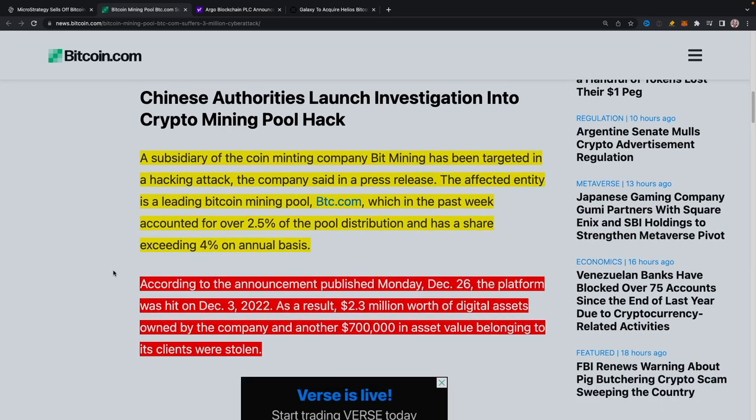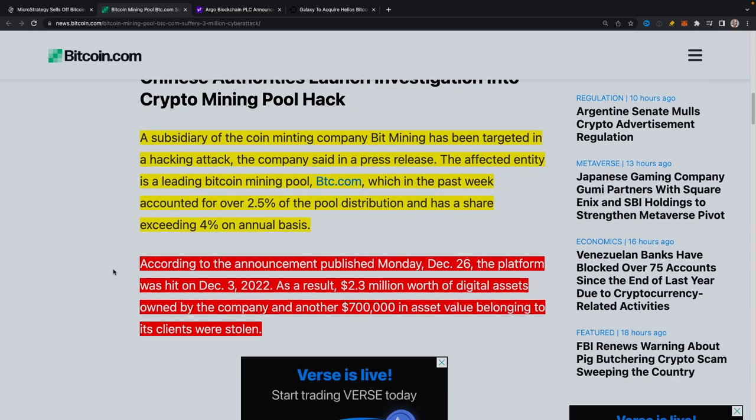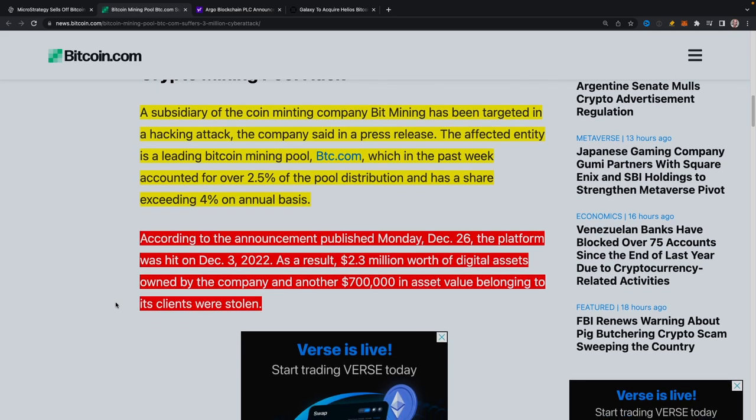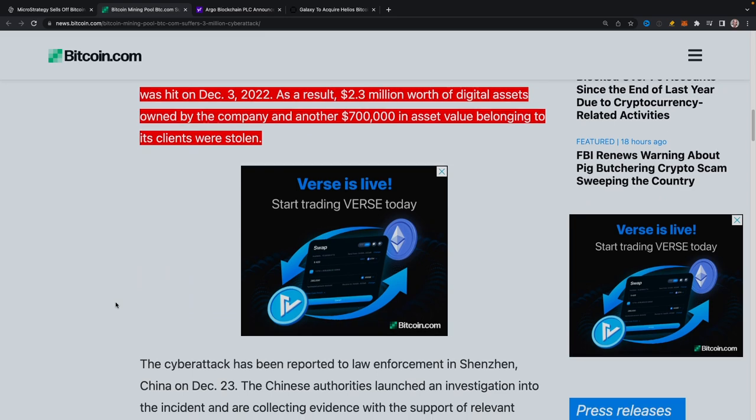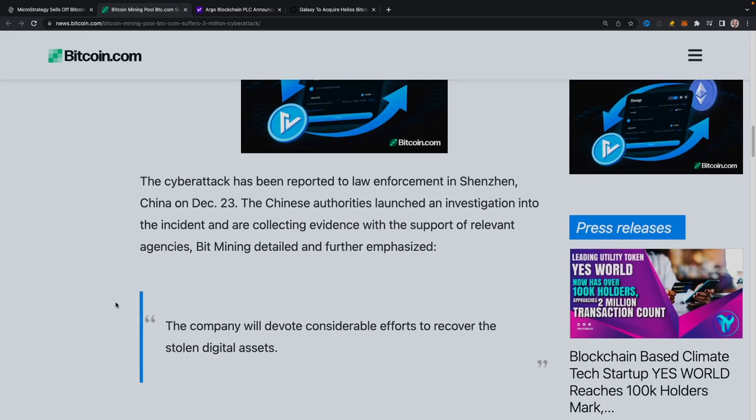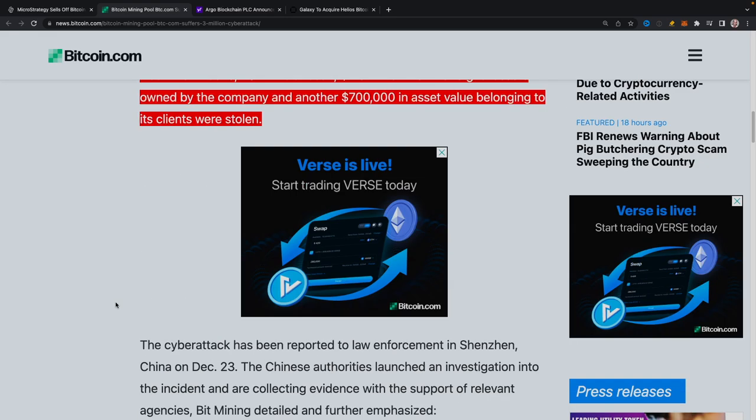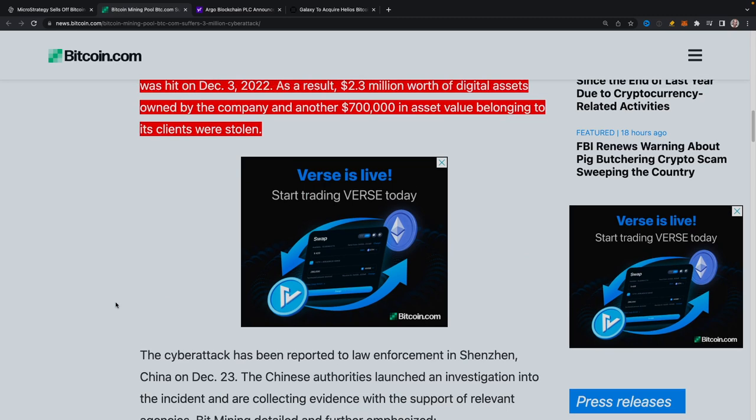According to the announcement published Monday, the platform was hit on December 3rd. As a result, $2.3 million worth of digital assets owned by the company and another $700,000 in assets belonging to its clients were stolen. So that's not too bad, $700,000, but still a lot. If it's any small mining shops or something like that, that's going to hurt them potentially. But they are working to get those coins back, and they're working with authorities to do that.